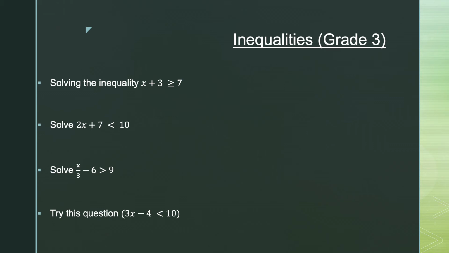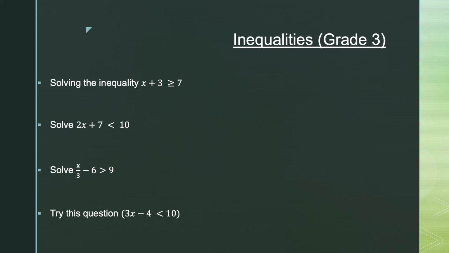Okay, we'll just stick to the purpose here of actually solving these as part of today's lesson. Right, next one: solve 2x plus 7 is less than 10. Minus 7 on both sides, because I'm trying to get x on its own. 2x is less than 3.